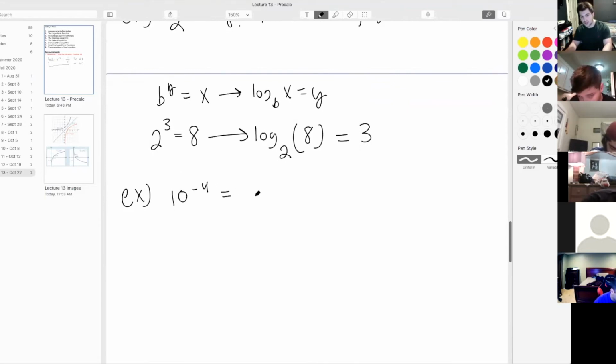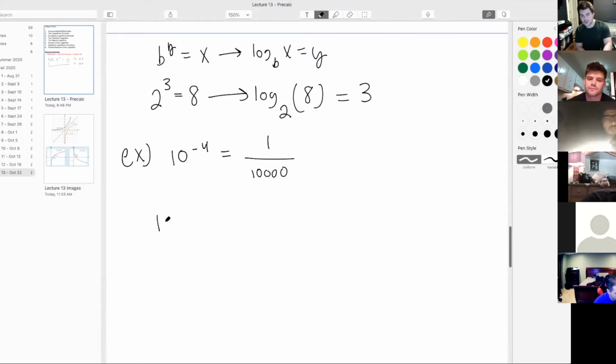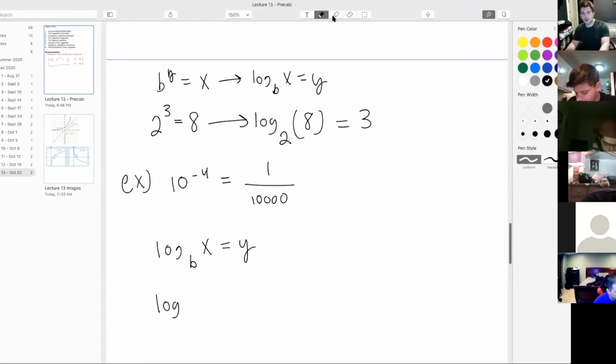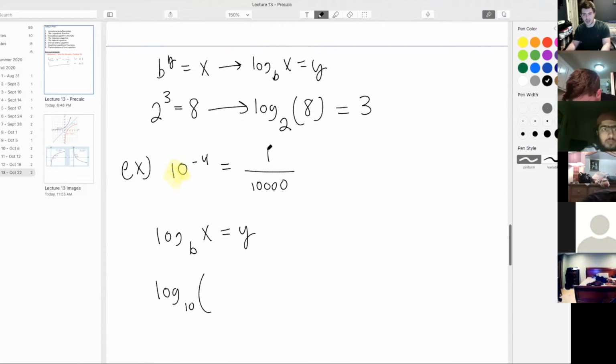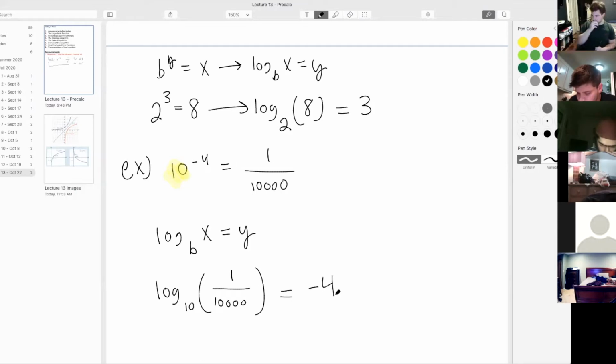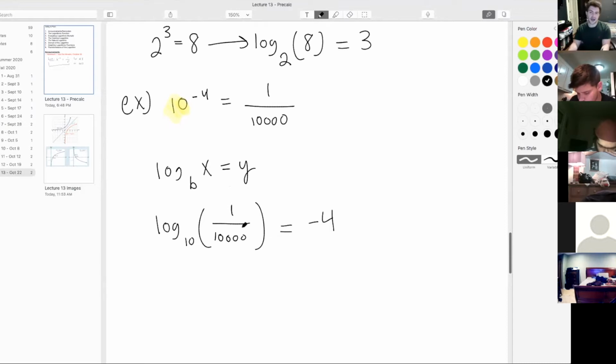10 to the minus 4 equals 1 over 10,000. Let's just jump right to it. Remember, we do log base b of x equals y, and b is always going to be the base of the exponent, so it's 10. So it's going to be log base 10. The input of the logarithm will be the other side of the equation, so that's going to be 1 over 10,000. And then the exponent itself will be minus 4. You can of course check your answer by going back into exponential form and making sure you got the same thing that was presented to you in the beginning of the question.